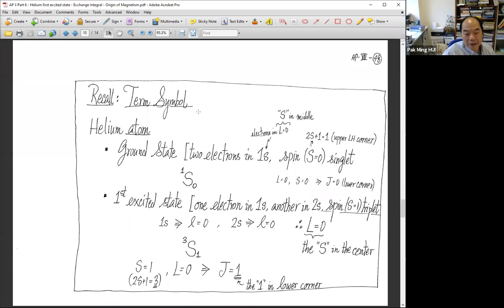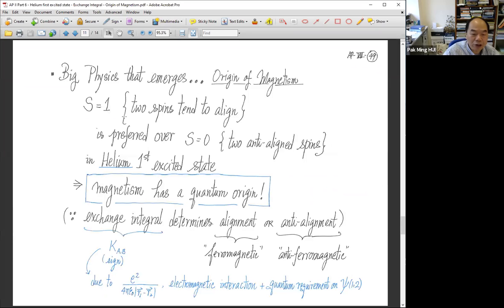And the term symbol, I already introduced it in the hydrogen atom. This page is just to remind you what they are. Again, you don't need to flip back to hydrogen. Let me just use one more minute to hint at something big.